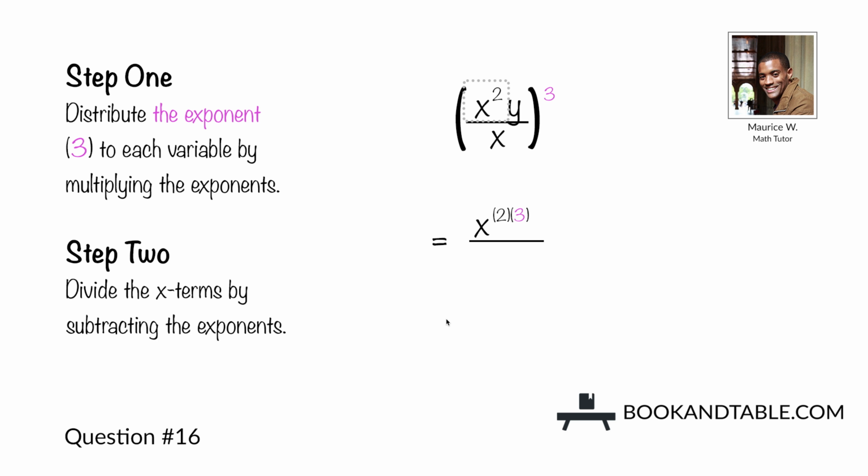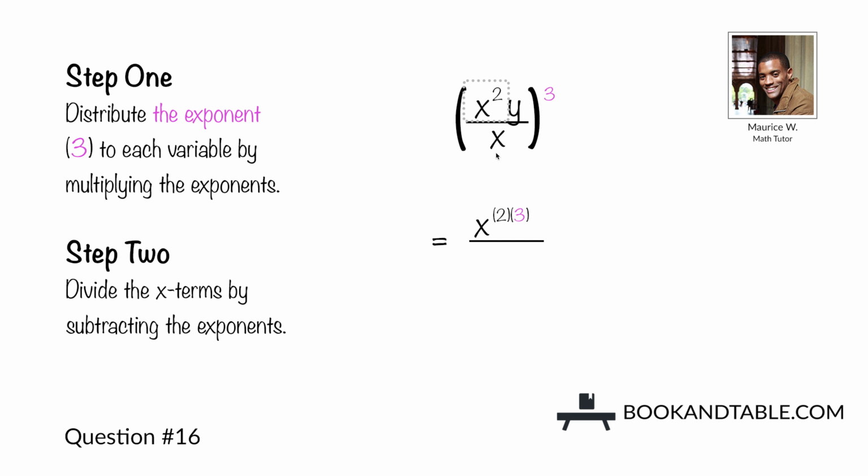This question is helping us practice the power of a quotient rule. You can approach it several ways. You can first simplify your x terms. X squared divided by x would give you x. So you'd wind up with xy to a power of 3. That would give you x cubed y cubed. But for this one, I want to walk through distributing the 3 to each term individually before simplifying to show you that you'll still wind up with the answer x cubed y cubed.